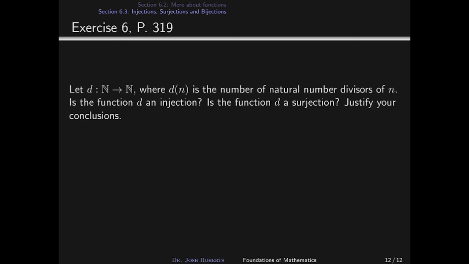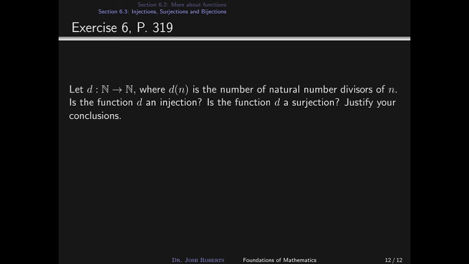And finally, here's another problem for you to solve. This function isn't algebraically given. I have a function from the natural numbers to the natural numbers, where d of n is the number of natural number divisors of the element n. Is this an injection? Is it a surjection? Justify your conclusions. I want you to work through this one, but let me show you an example of what this is talking about.